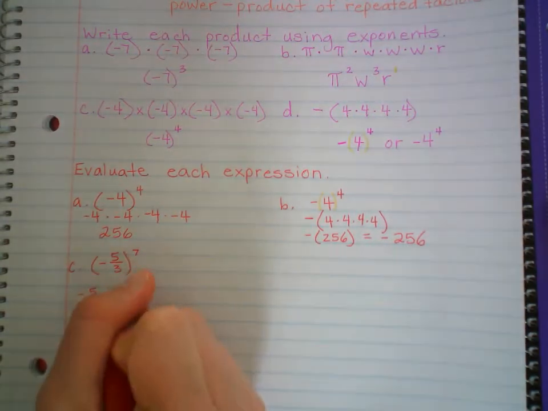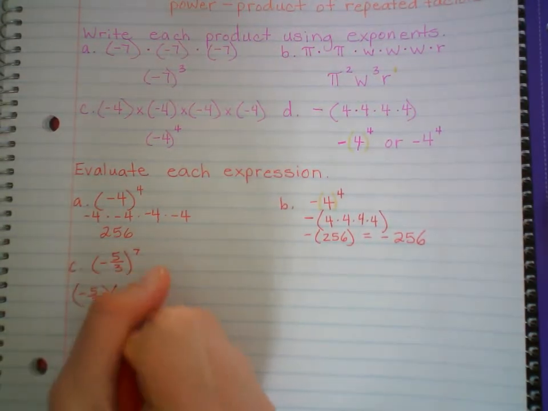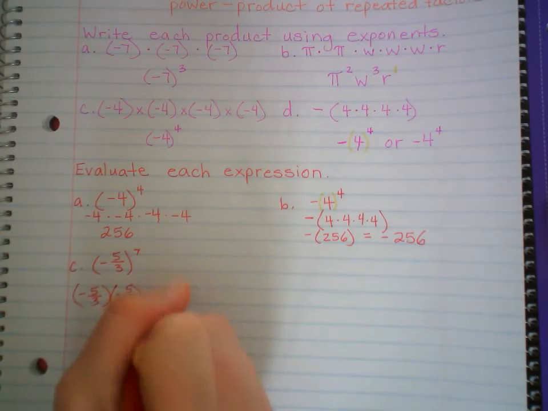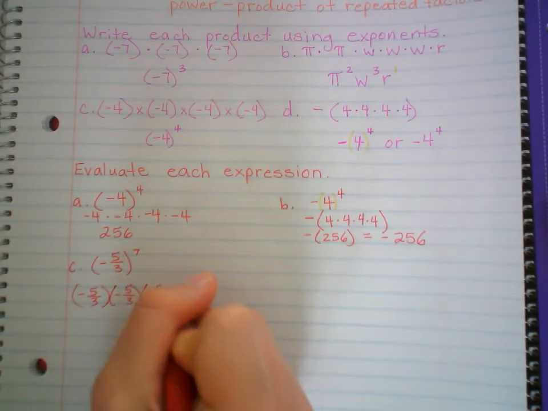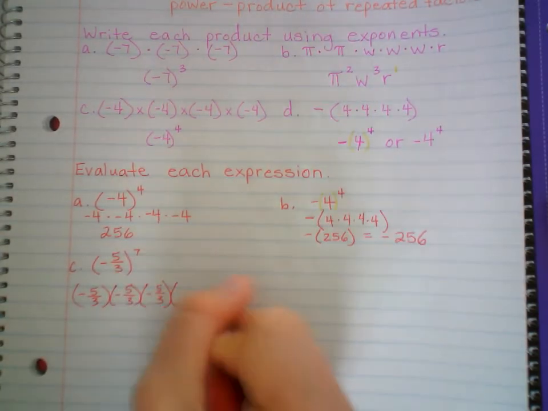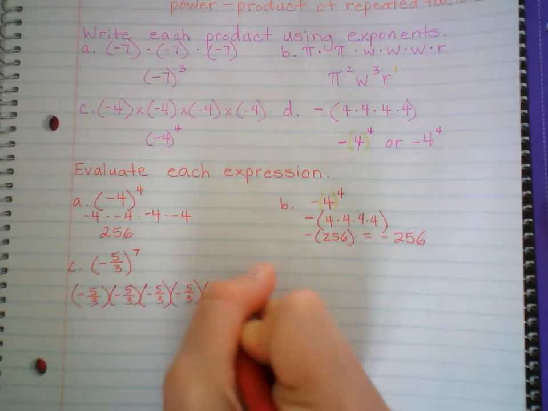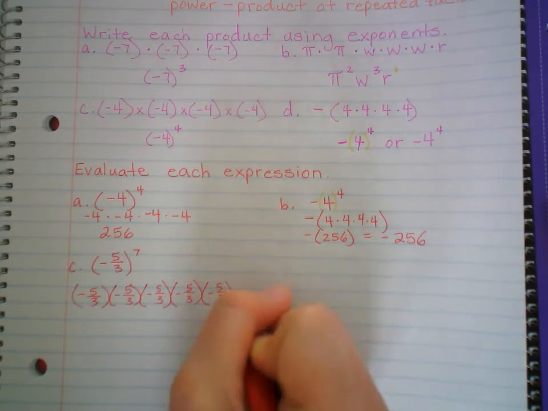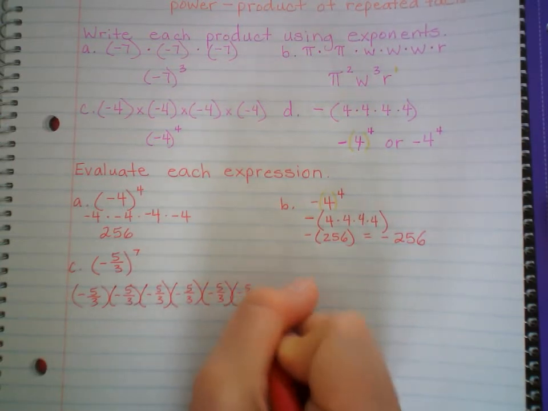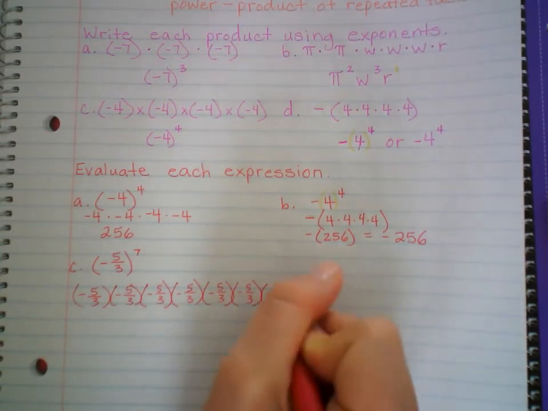Negative 5/3 times negative 5/3 times negative 5/3. Why did I pick such a big exponent? Times negative 5/3. 1, 2, 3, 4, times negative 5/3, times negative 5/3, times negative 5/3.